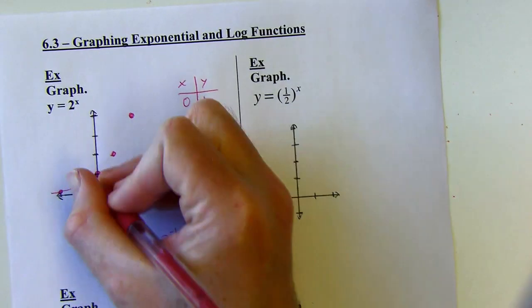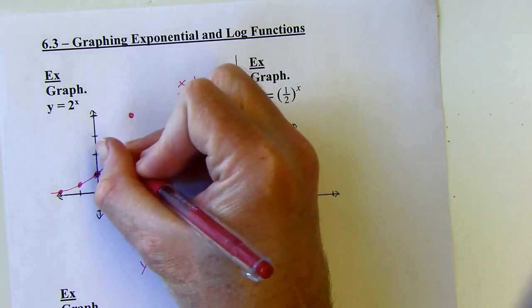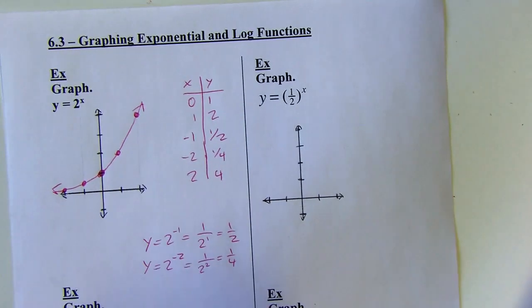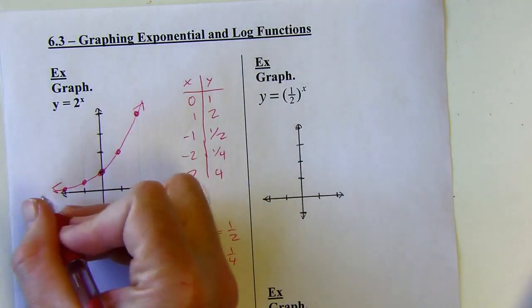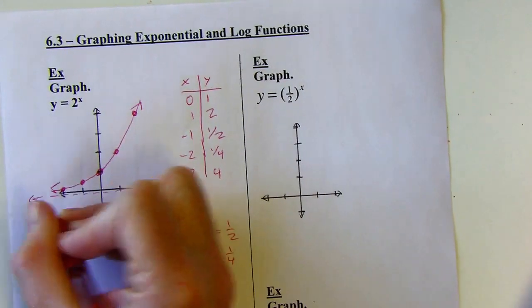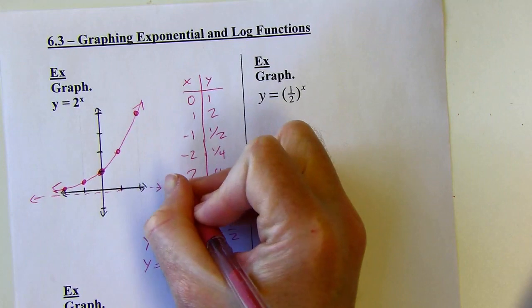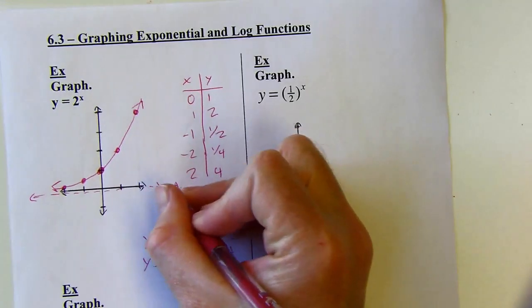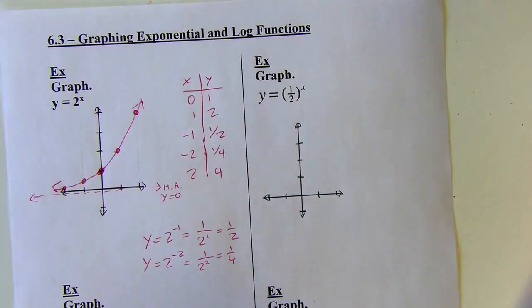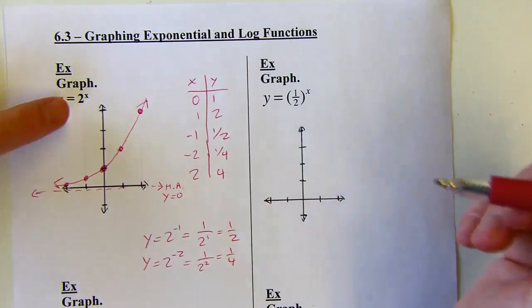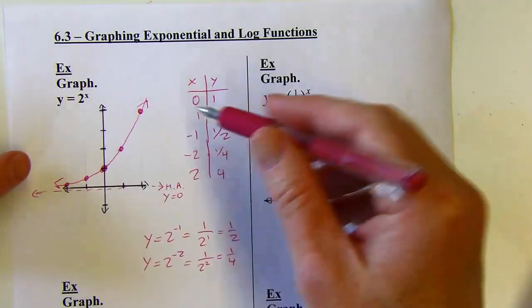Okay, so I'm going to get a growth curve. This is going to have a horizontal asymptote at the x-axis. I'm just putting HA for horizontal asymptote. If you needed the equation of that, that's the line y equals 0, or you can just say it's the x-axis. So that's what happens when we have a base that's more than 1. We're going to get a growth curve.